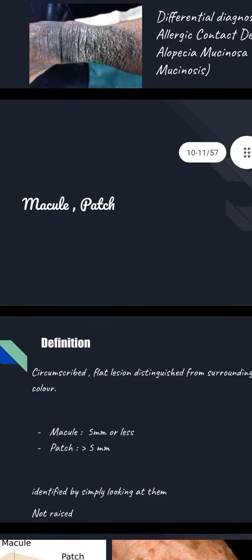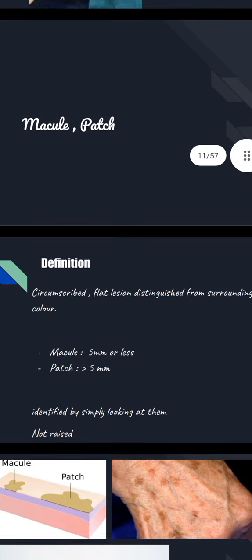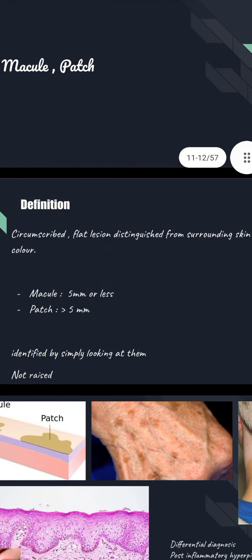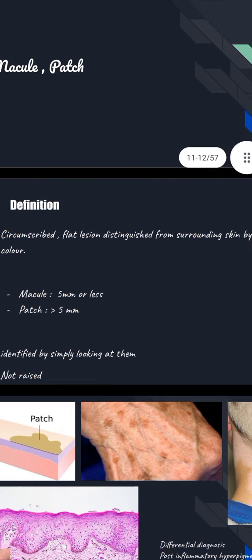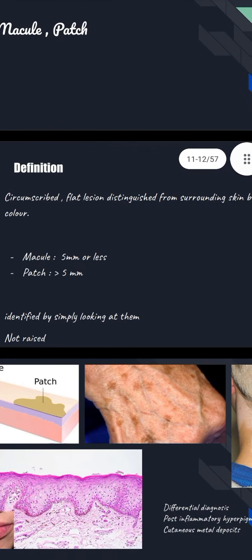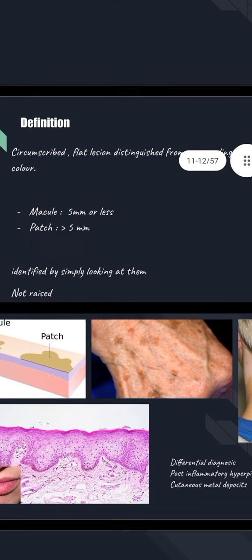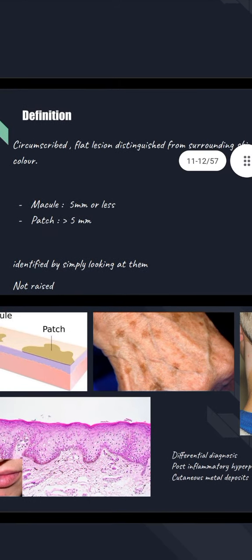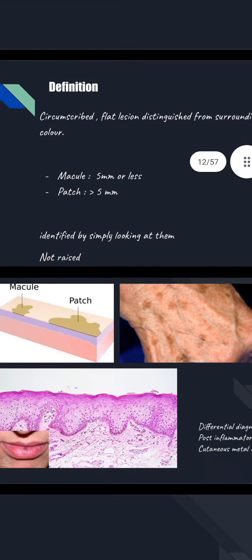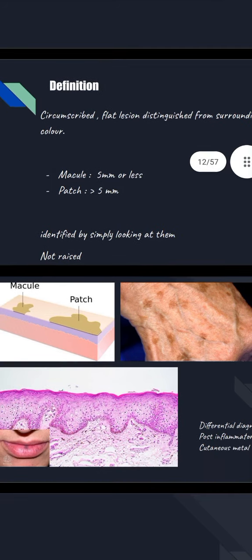Number 3, macule, patch. Definition: a circumscribed flat lesion distinguished from the surrounding skin by color. A macule is 5 mm or less, and a patch is more than 5 mm, which is identified by simply looking at them, not traced. As shown in the figure, the macule is a small lesion and the patch is a bigger lesion than the macule, more than 5 mm.